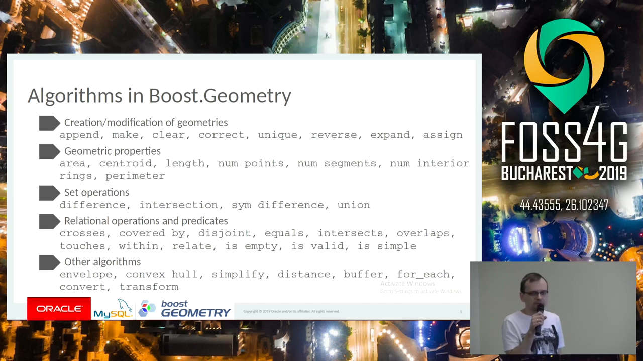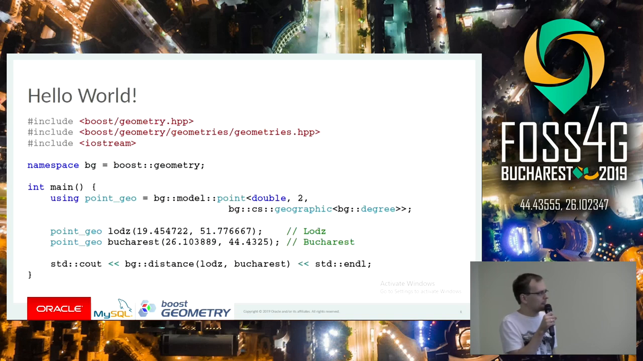Here are some examples of algorithms implemented in Boost.Geometry. If you know the OGC standard, then you know the algorithms. And here is a Hello World calculating the distance between my home city and Bucharest. This distance is calculated in the geographic coordinate system in WGS84 by default.